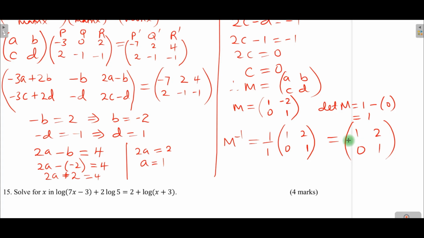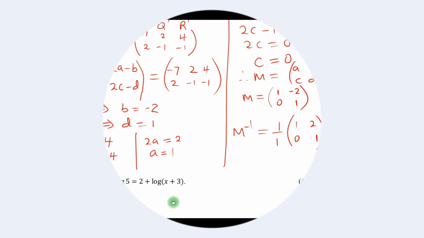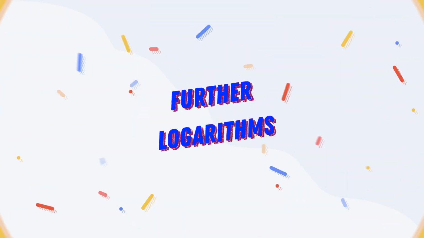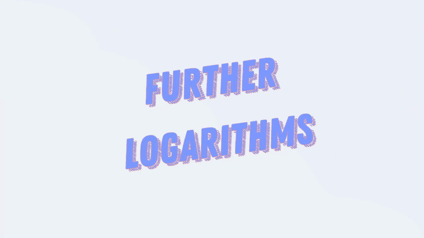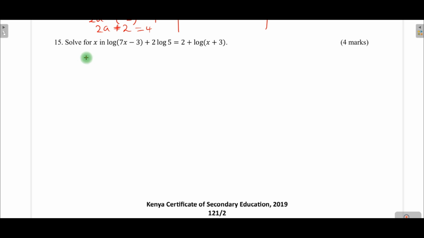So now we can proceed on to our next question. Solve for x in log of 7x minus 3 plus 2 log 5 is equal to 2 plus log of x plus 3.